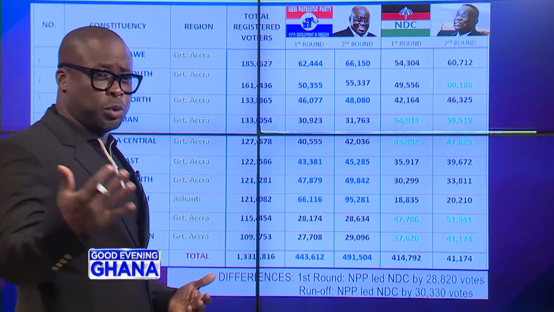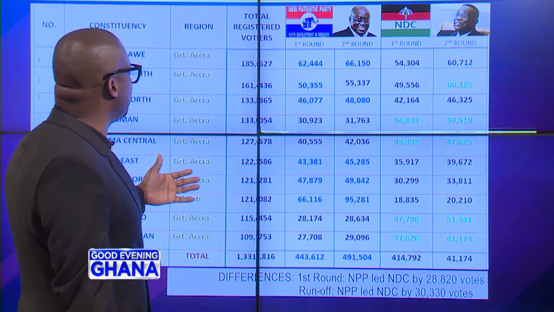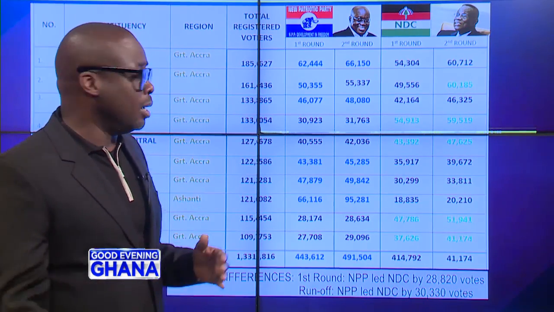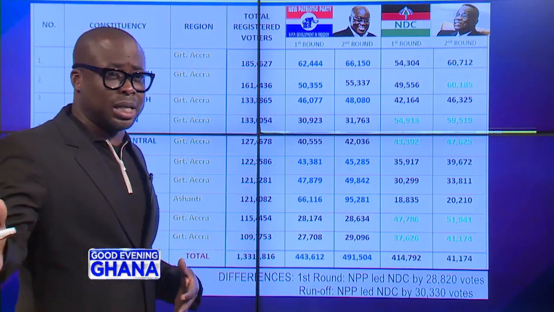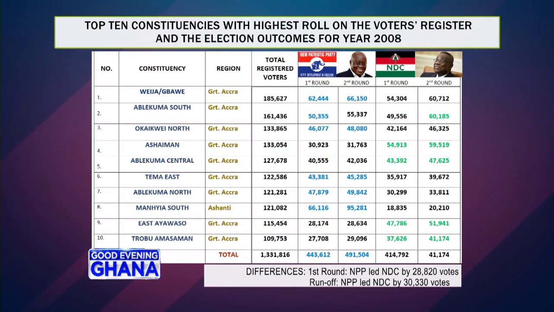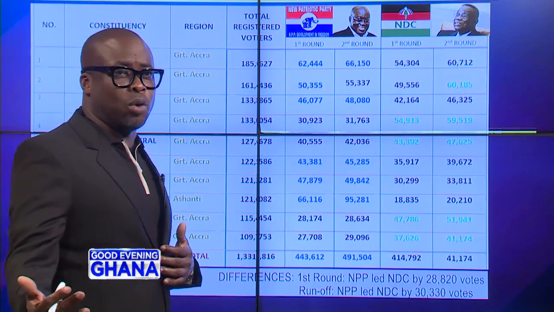So now, from 2004 up to the year 2008, Ashanti region has lost out on the top 10. Most of the Ashanti constituencies have been booted out of the top 10. Rural urban migration is what my guess is, bringing people to Accra, and so Greater Accra has 9 of the top 10 constituencies. And at the end of the first round in 2008, the NPP led the NDC by 28,820 votes.